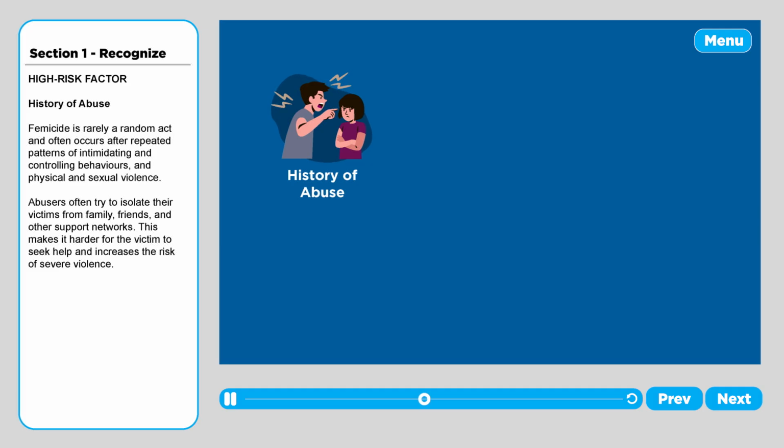Femicide is rarely a random act and often occurs after repeated patterns of intimidating and controlling behaviors and physical and sexual violence. Abusers often try to isolate their victims from family, friends, and other support networks. This makes it harder for the victim to seek help and increases the risk of severe violence.